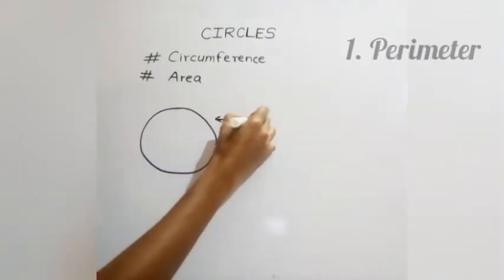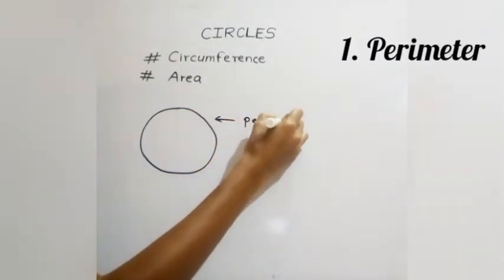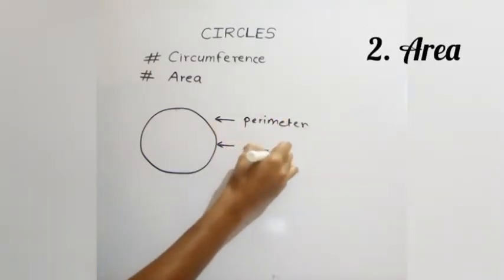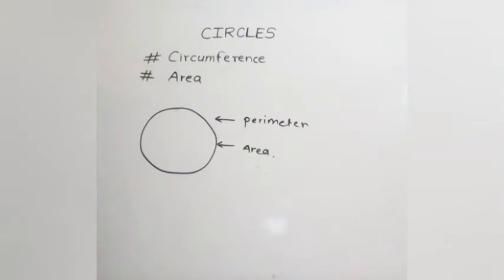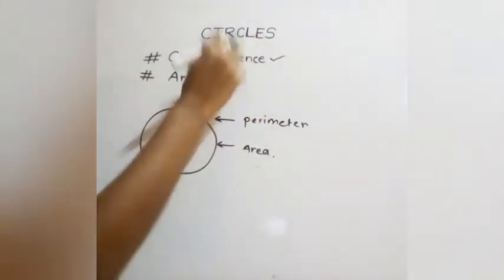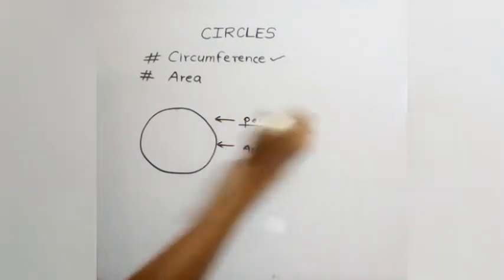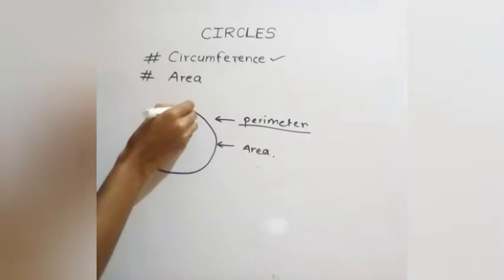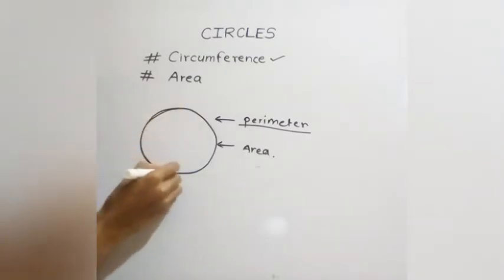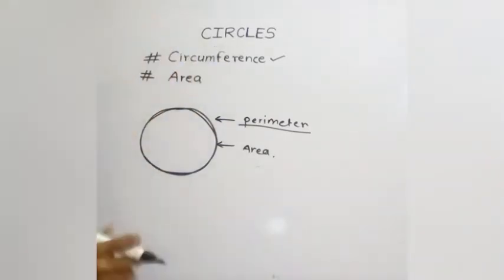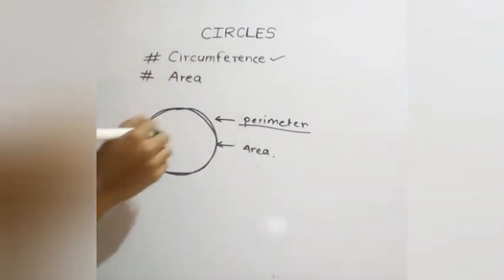Both terms are there. First is perimeter and second one is area. So what is perimeter and what is area? If we talk about circumference, it is nothing but the perimeter of the circle. So what is the perimeter of a circle? The outer line of the circle is called the circumference or perimeter.